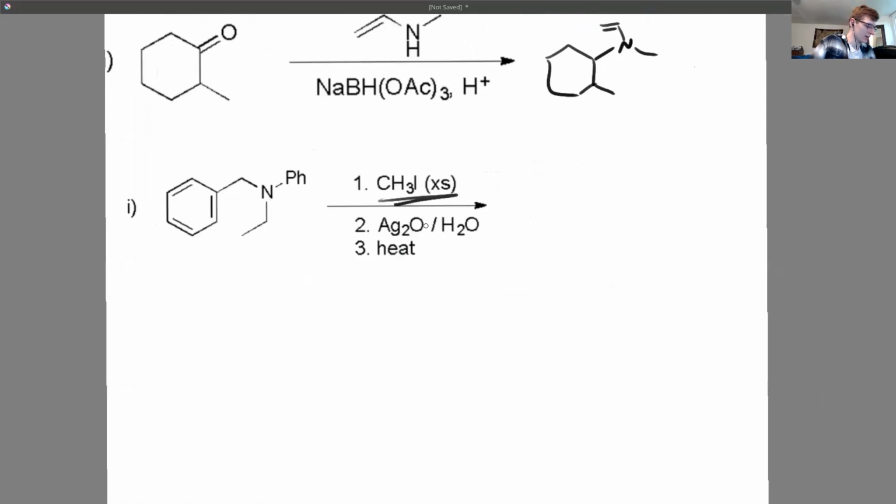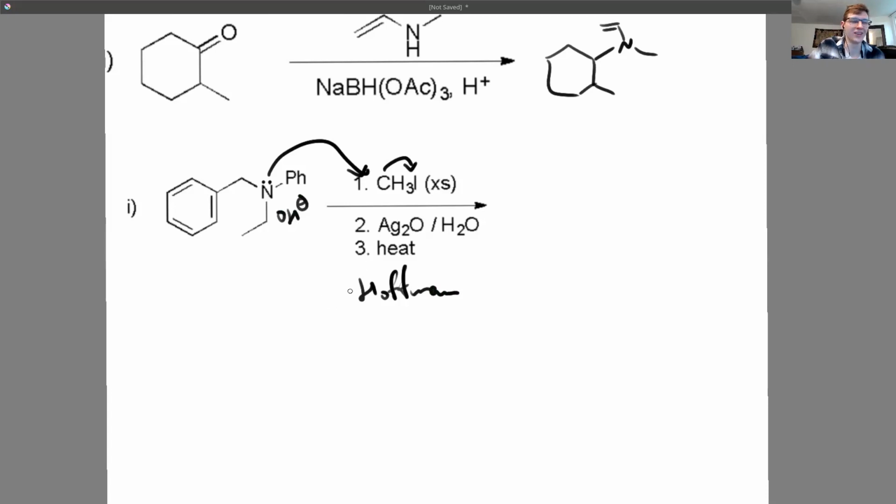Okay, we have methyl iodide, which does what? It's just going to methylate here. Methylate, then silver oxide and water, and then heat. That's the Hofmann elimination. Yeah, exactly. So you're going to lose the nitrogen containing part.